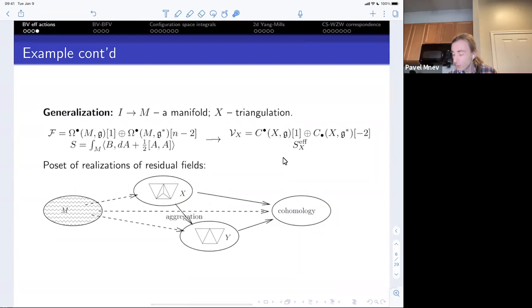And also from each of them, you can jump to the smallest model for residual fields, which is given by cohomology of X with coefficients in the Lie algebra plus homology of X with coefficients in the dual. And you read off some interesting topological invariants here. So you obtain some effective action, which generates some unimodular L-infinity algebra on cohomology, which contains interesting topological data on the original manifold.